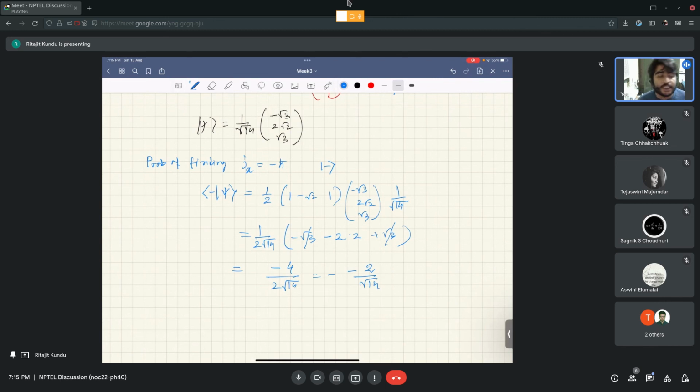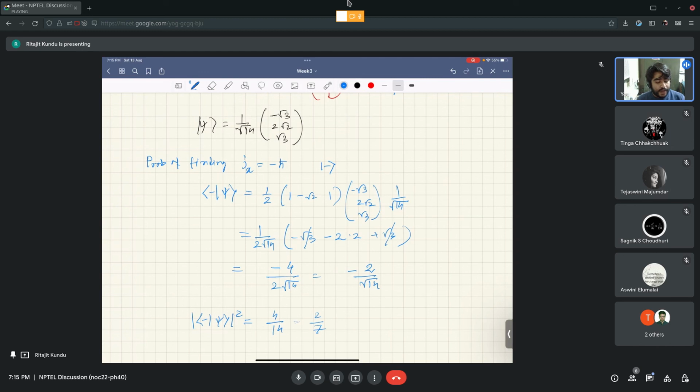This overlap doesn't give me the probability. What gives the probability is the overlap's mod square. So the probability is given by the mod square of the overlap of minus and psi. You will see that this becomes 4 by 14, so this is 2 by 7. This is the probability of getting minus h bar when you measure the angular momentum along the x-axis.